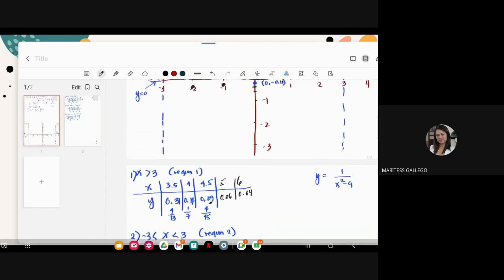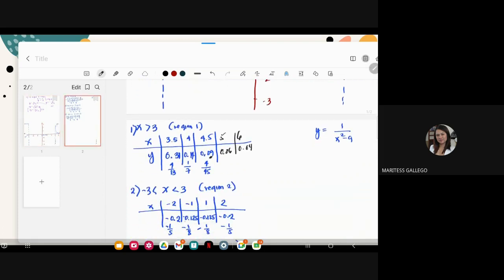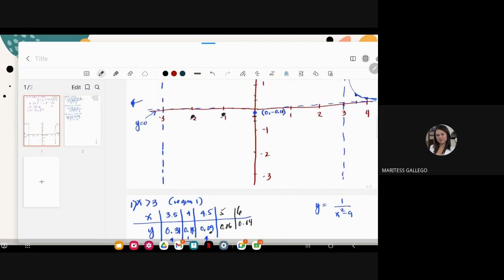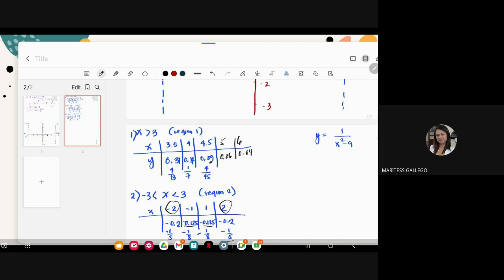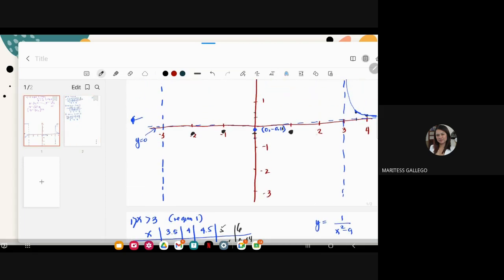Pag positive 1 siya, napansin nyo pareho lang yung dalawa. So ibig sabihin, nag-mirror image siya dito. Pareho sila. Nag-mirror image. Ganon din kay 2. Pareho sila. Negative and positive pareho. So, mirror image lang yan. So, andito rin yung isa.